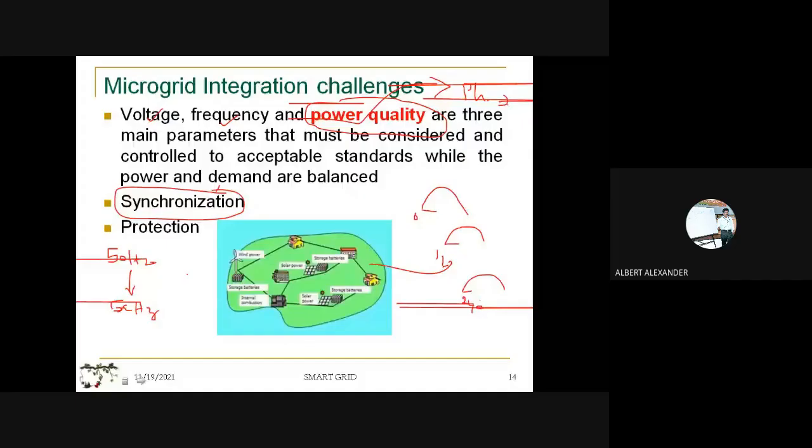So this synchronization work I did after my PhD. After my PhD, I worked on synchronization, and this paper is also published in IEEE. And then in my postdoc, I worked on protection.